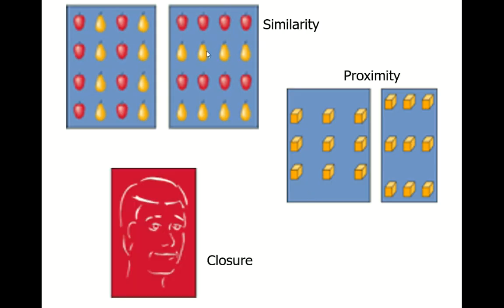Similarity, we see rows, and over here we see columns because of similarity. Proximity. If two things are close together, we think they are related somehow. So we see columns, we see rows. And closure, our mind fills in the gaps.